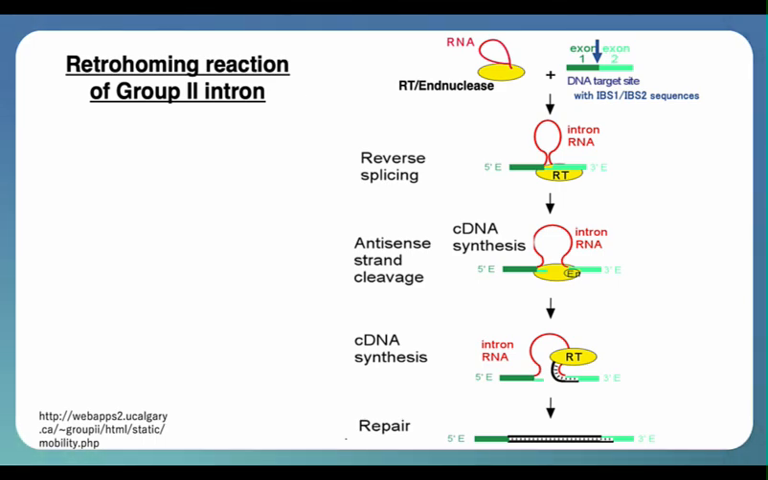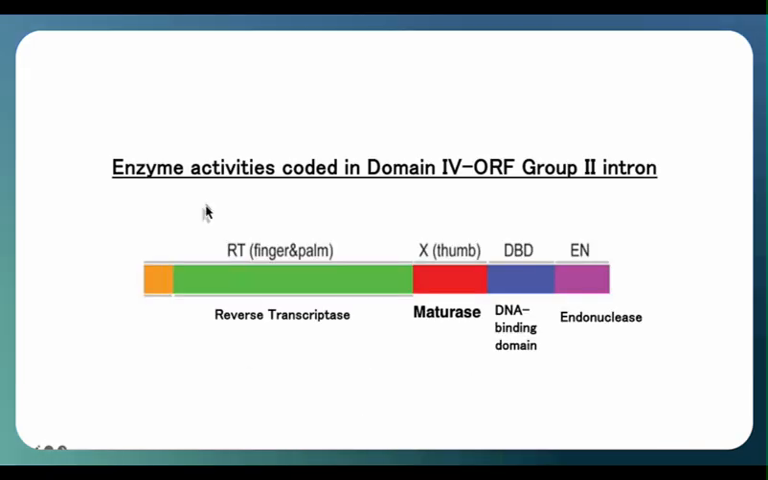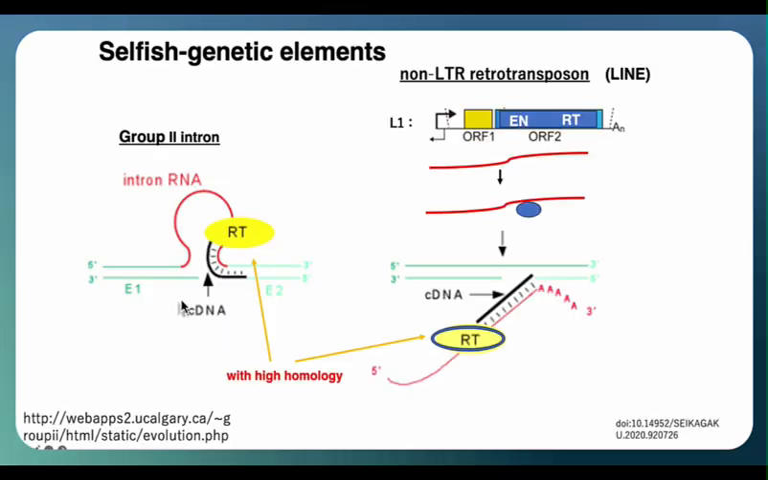reverse splicing processes. Group II introns are considered selfish genetic elements, as they increase their own copy number through reverse splicing.